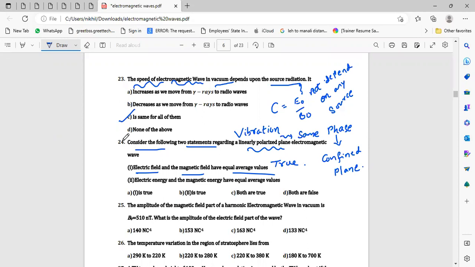Look at the second one. Electric energy and magnetic energy have equal values? Yes, this is also true, because this electric energy and magnetic energy are associated with what? Electric field and magnetic field. So this electric energy and magnetic energy are associated with electric and magnetic field. Therefore, both the statements are going to be true.